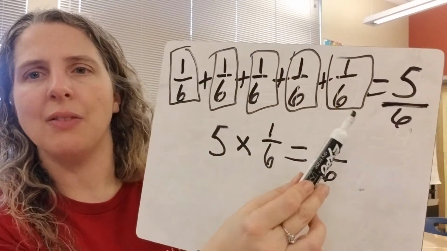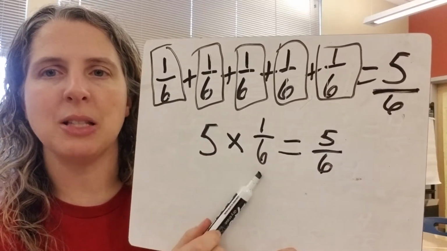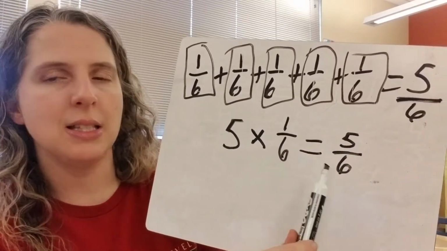How many do I have? I don't like rewriting those over and over and over. Repeated addition is the same as multiplication. 5 times 1/6 equals 5/6. Okay, so let's do letter B together.